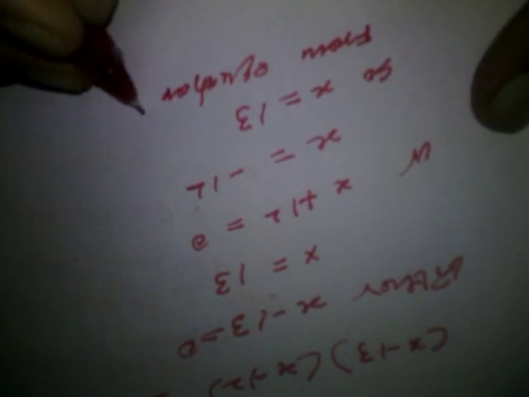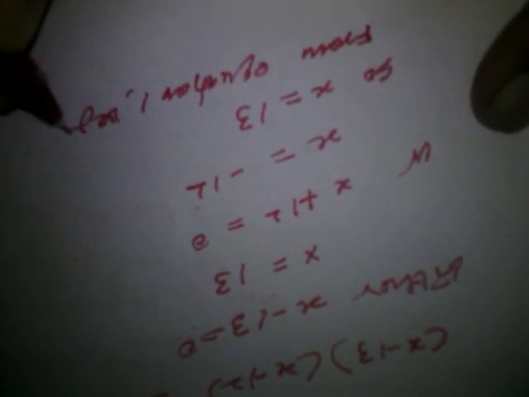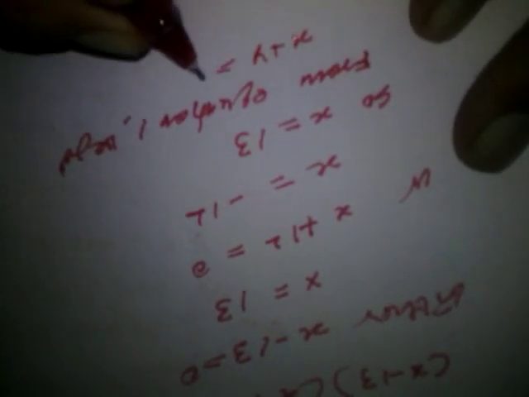And we know x plus y from equation 1. Put the value of x in equation 1. So from equation 1 we get x plus y is equal to 30. So y is equal to 30 minus x, it is 30 minus 13 is equal to 17.